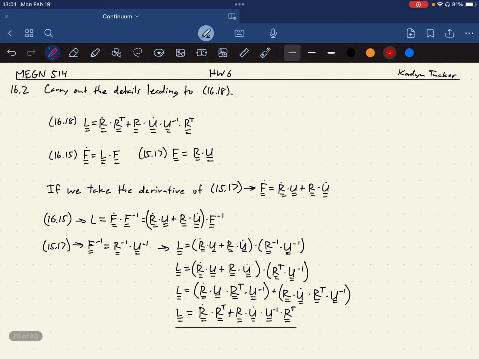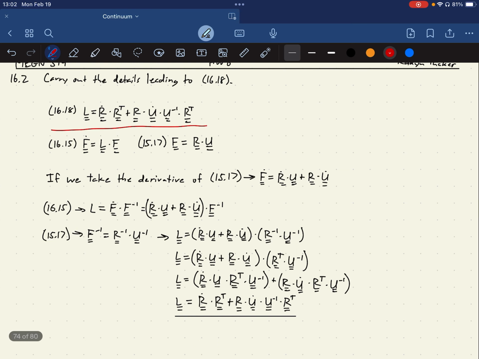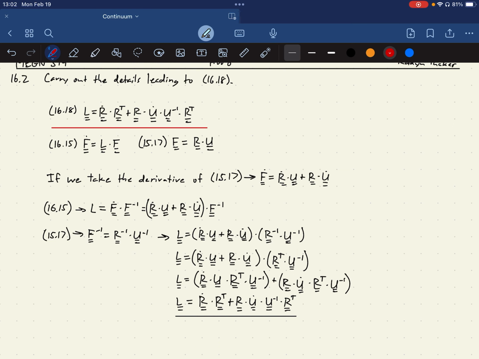16.2 is also relatively simple. So again, we're asked to fill in details that lead to equation 16.18. So we have that written out here. Looking back just a little bit, we find that 16.15 will be useful, as will equation 15.17.